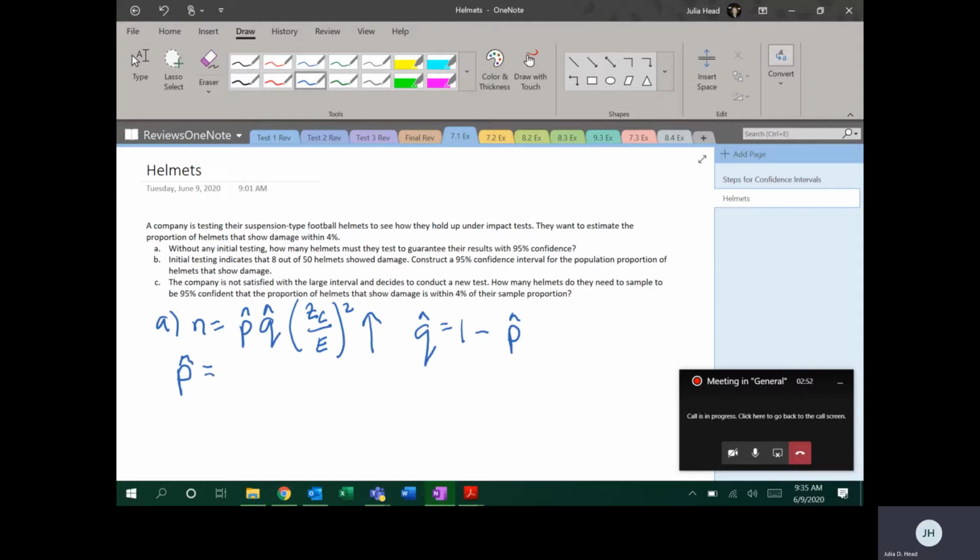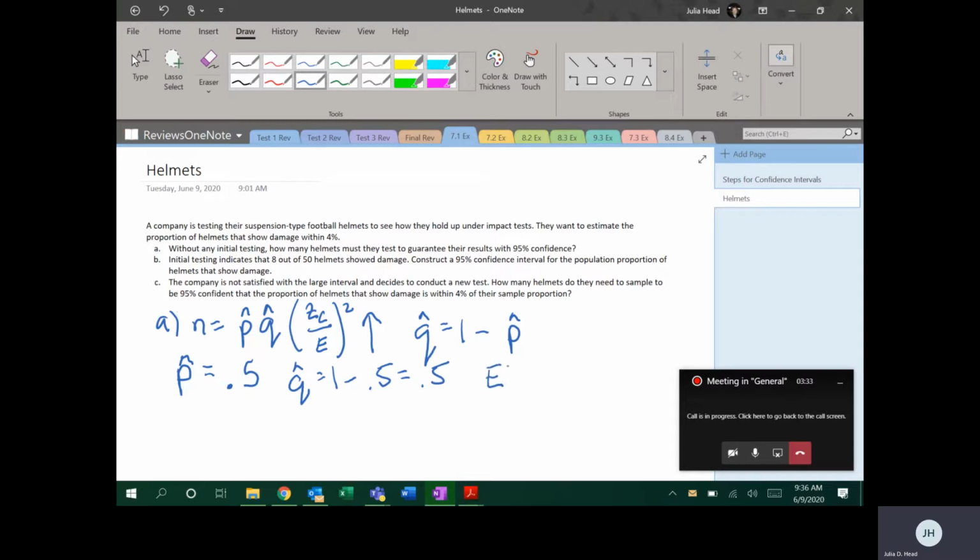Sometimes P hat is given and sometimes it's not. In this particular question for part A, nowhere does it tell me what percentage of helmets were showing damage after a test. In fact, they even give you a hint and they say without any initial testing. So in other words, we don't know what P hat is. So only when you're using this formula, if you don't know P hat, you should say that P hat is 0.5. Any other formula, any other place, don't say, oh, I can't find it, it's 0.5. You go find it. So then Q hat is 1 minus 0.5 or 0.5.